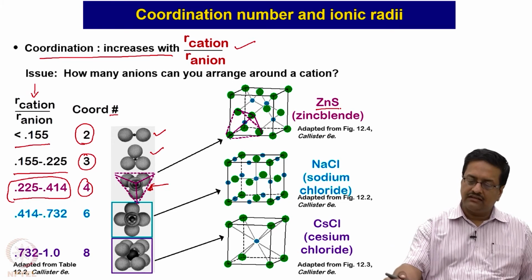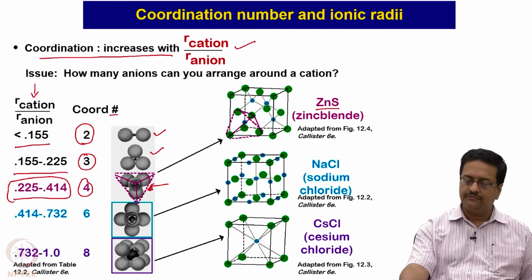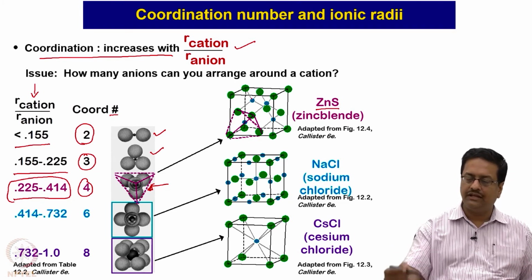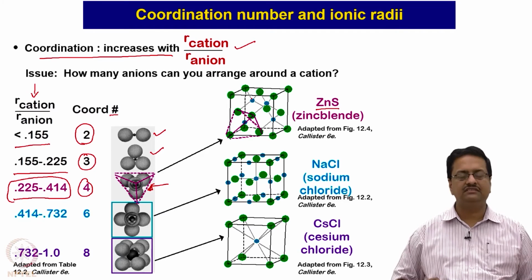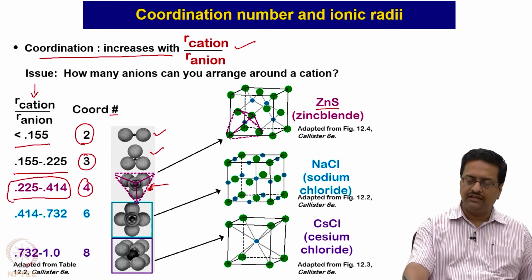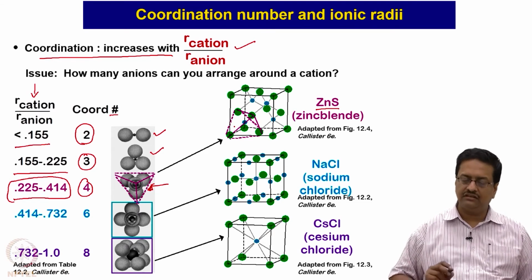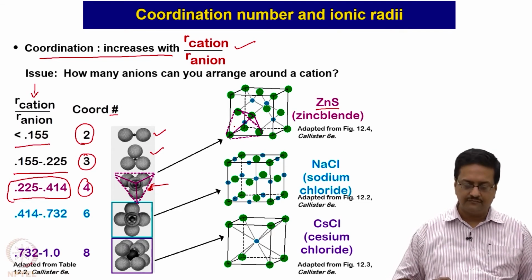But what we can see here is that you have sulfide atoms occupying the 8 corners and face center positions, and zinc atoms occupying the alternate interstitial sites. Those are tetrahedral interstitial sites.